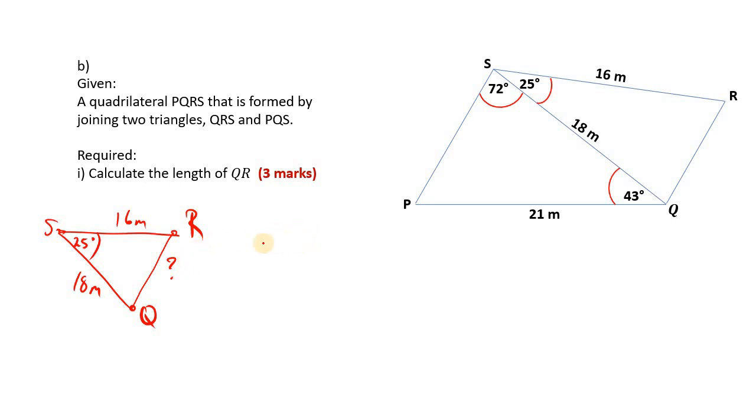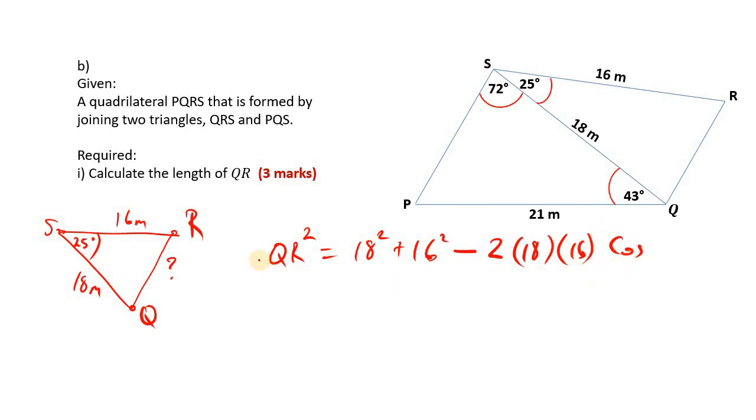And the idea is, in this case we're trying to find side QR, right? We square QR, and it's equal to the squares of the other two sides, so that'll be 18 squared plus 16 squared, minus 2 times the product of the measurements of those two sides, in this case 18 and 16, multiplied by the cosine of the angle formed by those two sides, 25 degrees.